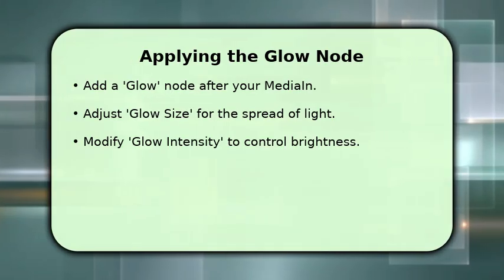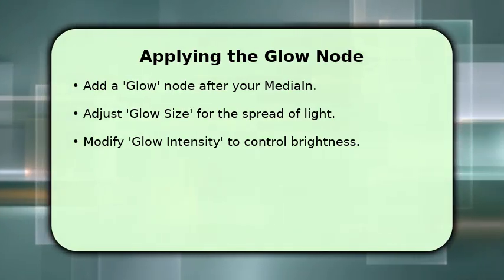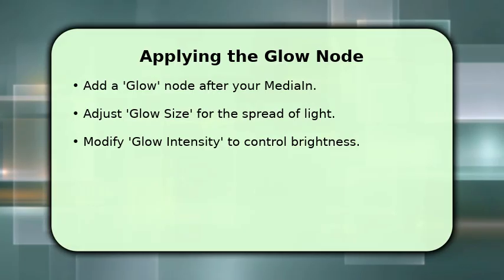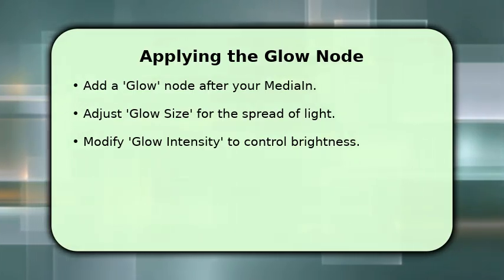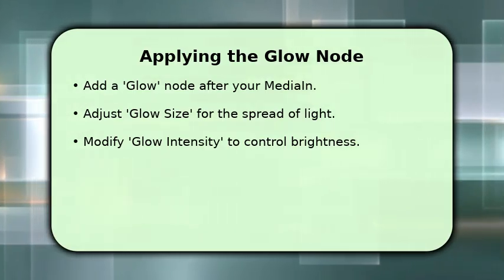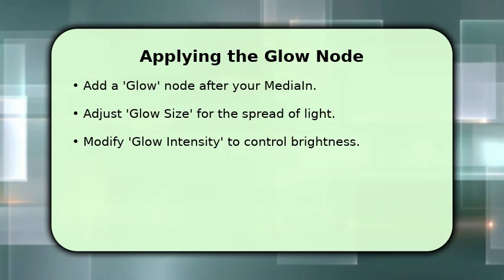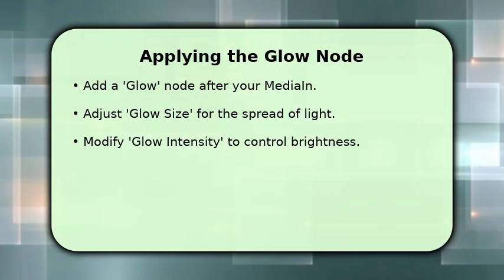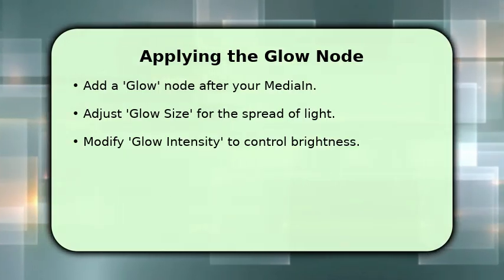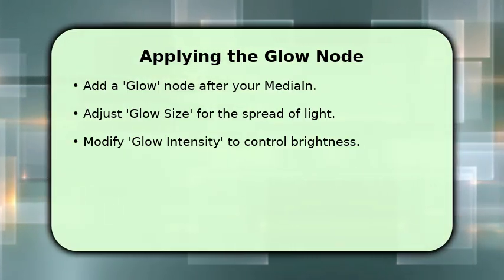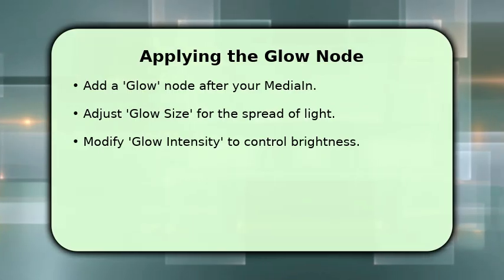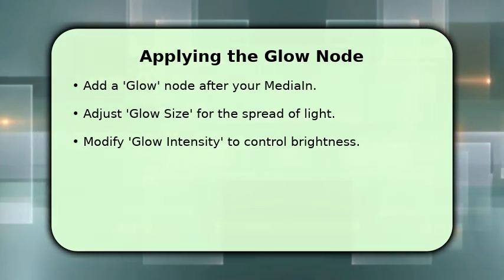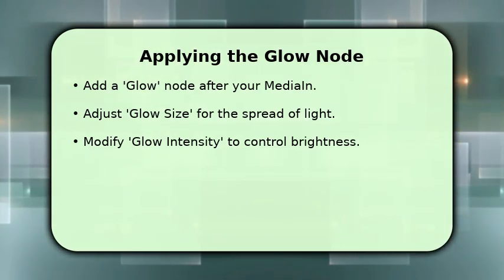Press Shift and Spacebar to open the Tool Selection menu, then search for Glow and add it. Insert this glow node between your media in and media out nodes. In the Inspector panel, you'll find parameters like glow size and glow intensity. Experiment with these to achieve your desired look. A glow size of around 0.05 to 0.1 and an intensity of 0.5 to 0.8 are good starting points for a subtle effect.